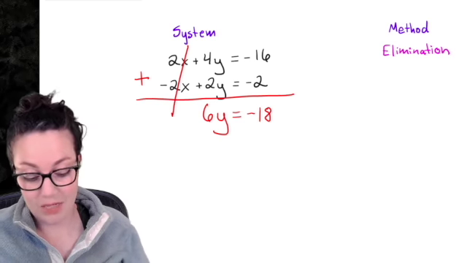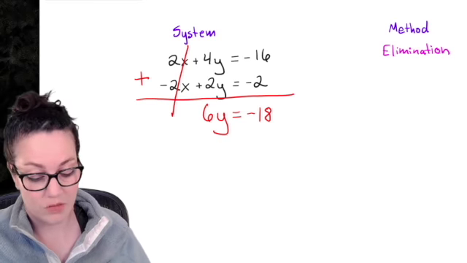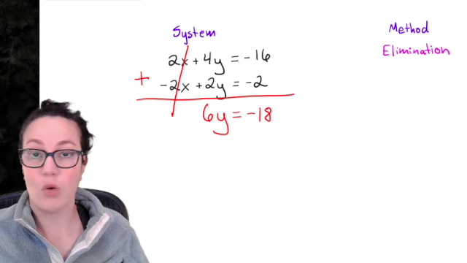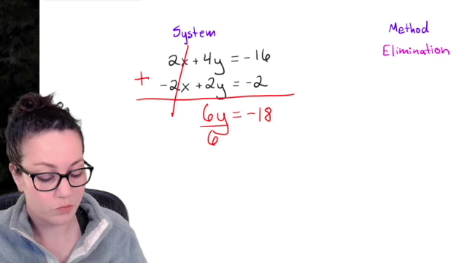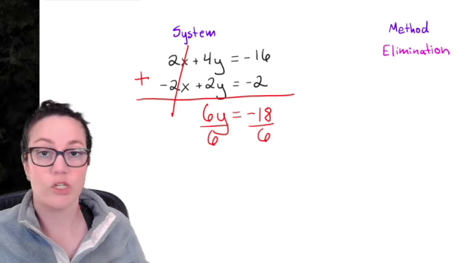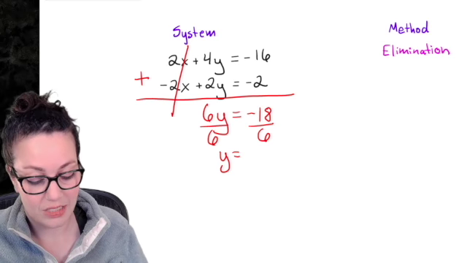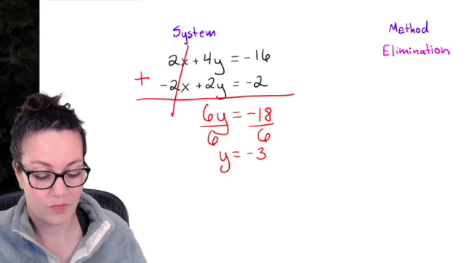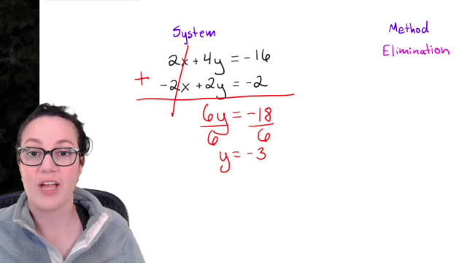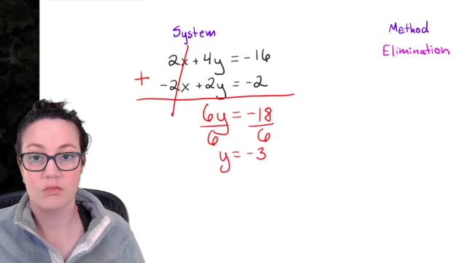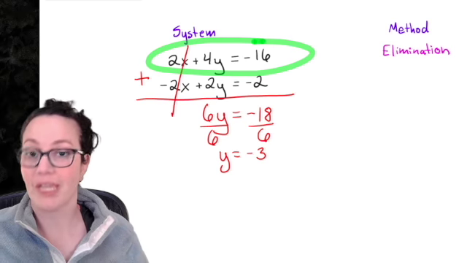This is really handy because now I'm just left with a single step equation to solve for y. So as usual, we're going to divide by the coefficient on y, which is 6. We do that to both sides. Our equation has to stay balanced. And we get y is equal to negative 3. Then we want to find our x. We can use either equation. I'm going to pick the first one, just because. I'll check it with my other equation.